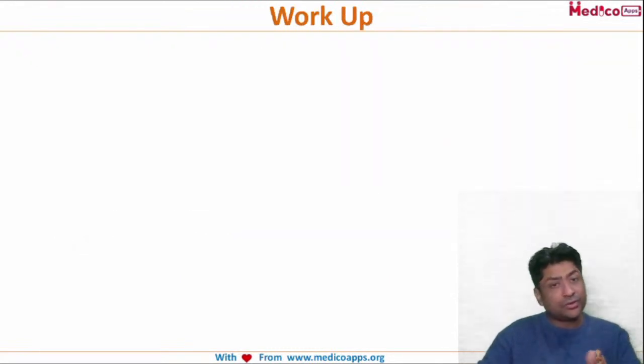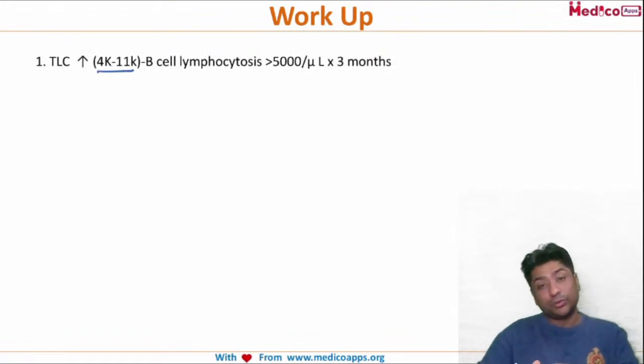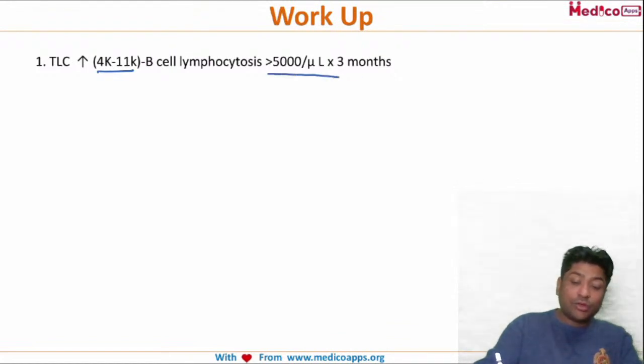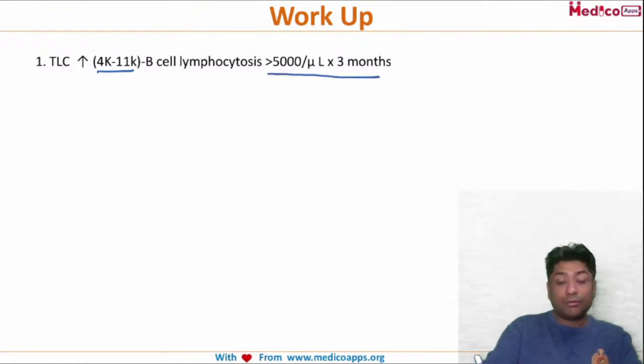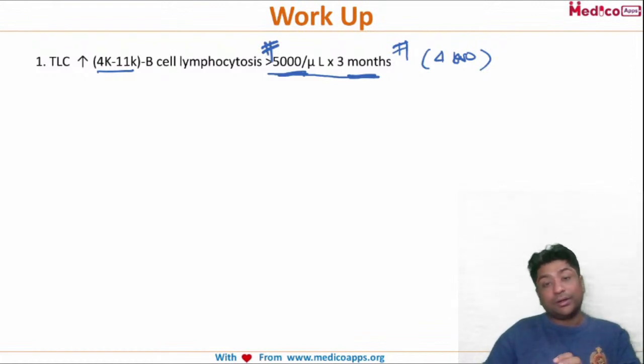How do you work up? So the first is basically you will do a TLC. You know that normal TLC is 4 to 11. So here the TLC will be raised, but here you have to specifically demonstrate the B cell lymphocytosis, and the cutoff is 5,000 per microliter demonstrated for more than 3 months. So both the value as well as duration is important. Remember the earlier cutoff was 4,000, but now it has been changed. All the latest books have started mentioning 5,000 per microliter for 3 months.